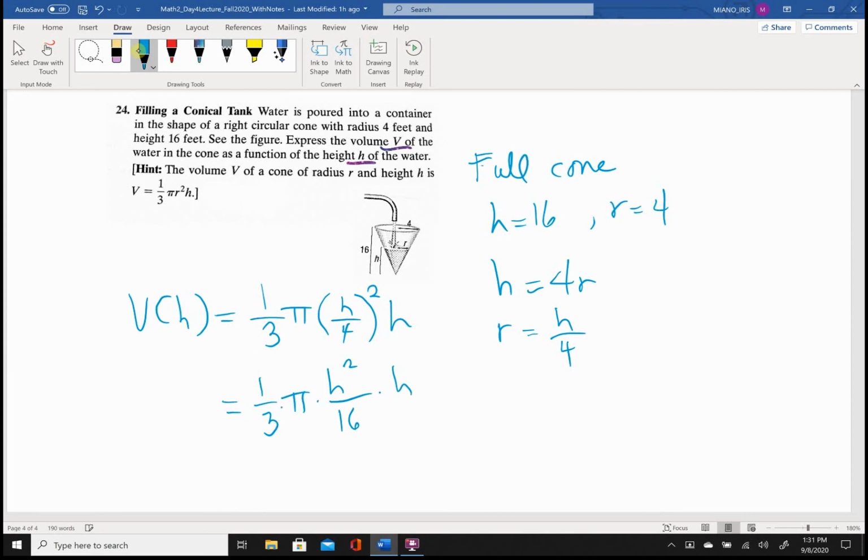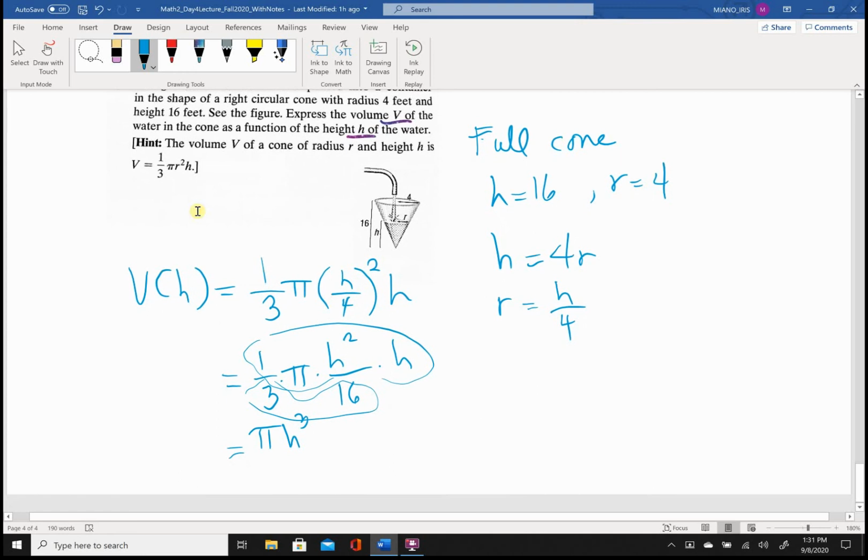Now everything is being multiplied. All of this stuff is in the numerator space, and all of this other stuff is denominator. So let's go ahead and simplify a little bit more. We can have pi and collectively h to the third power in the numerator. Let me go ahead and give myself a little more space here. And then have that all divided by what's 3 times 16? It's 48. And that is your V of h.